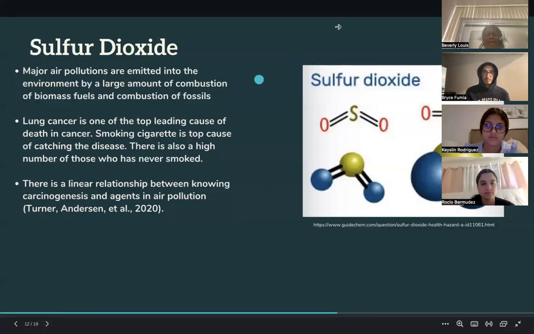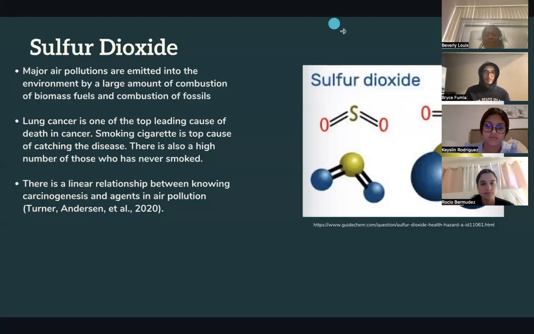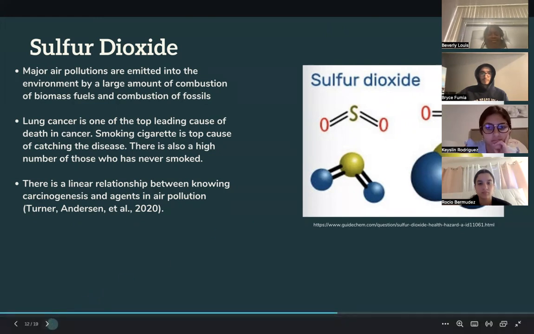And then here we have sulfur dioxide, which you have probably heard in chemistry class. This is a major air pollutant emitted into the environment by a large amount of combustion of biomass fuels and combustion of fossils. Lung cancer is one of the top leading causes of death and cancer. Smoking cigarettes is the top cause of catching the disease. There's also a high number of those who have never smoked from secondhand smoke. There is a linear relationship between known carcinogens and agents in air pollution. And here it is cited.